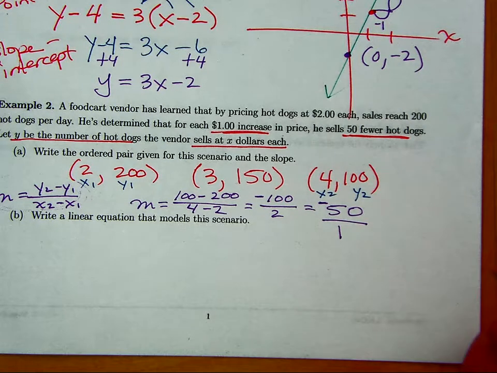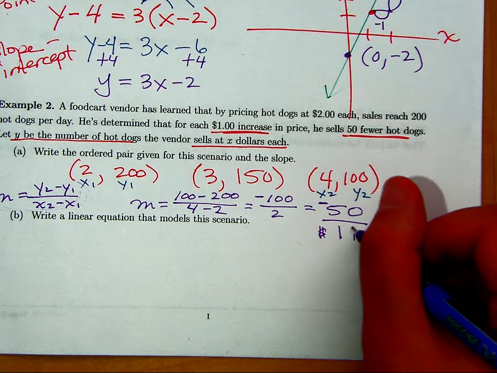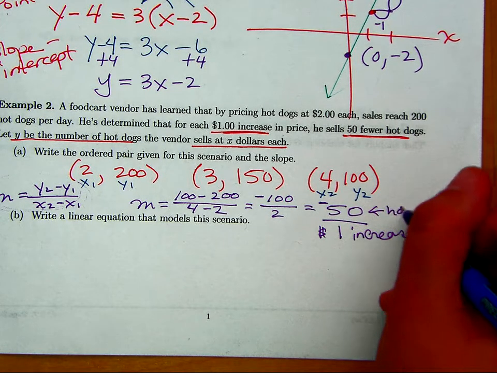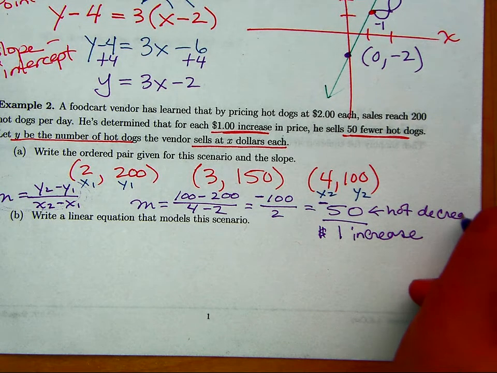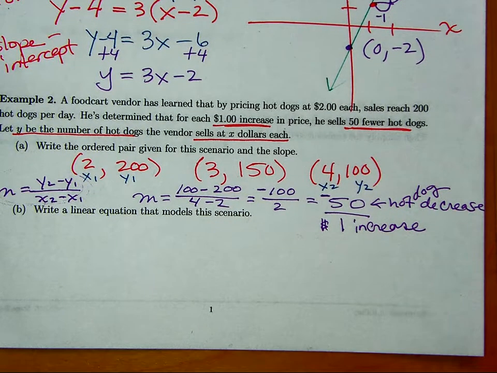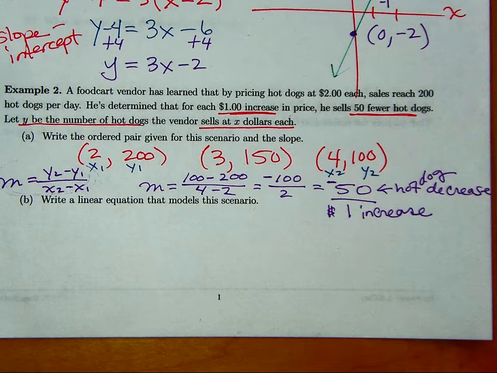1. So every $1 increase, we have a 50 hot dog decrease. Right? 50 hot dogs decrease, and that was our Y values. So now do we have enough information to create a linear equation? What would you do to create the linear equation? What would you use?